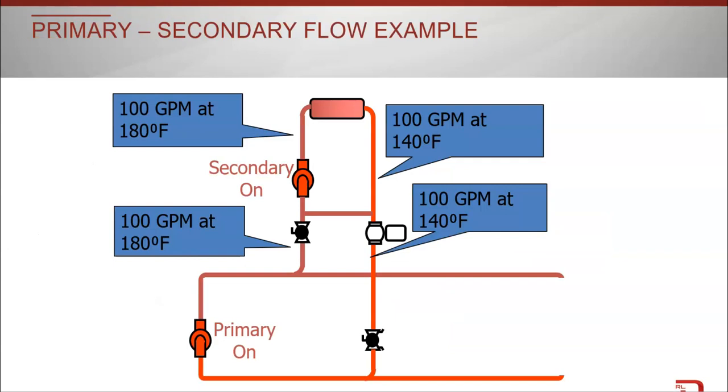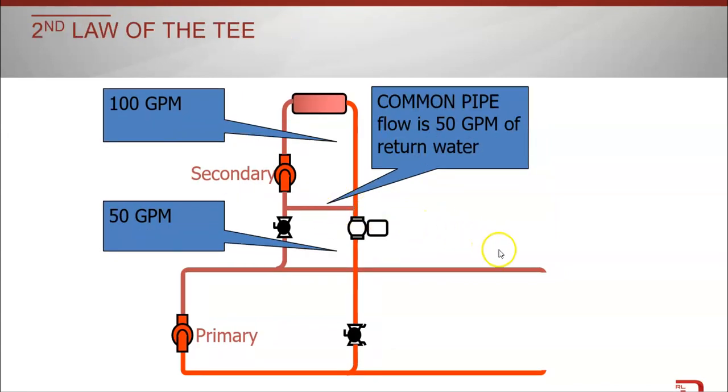Let's assume that the design is based on a 40-degree delta T in the coil and also in the primary. So I have a 180-degree supply temperature and a 140-degree return temperature. Now let's look at the law of the T and see what happens as far as the temperature goes. The second law of the T is all about conservation of energy.